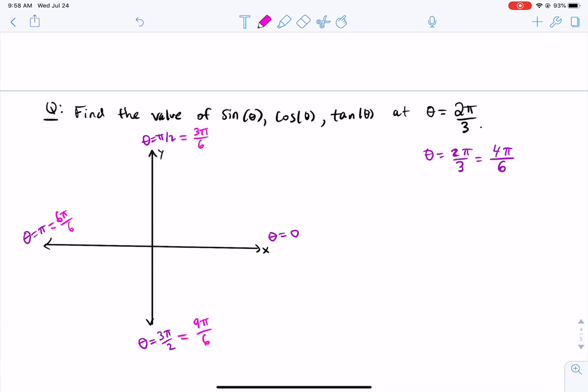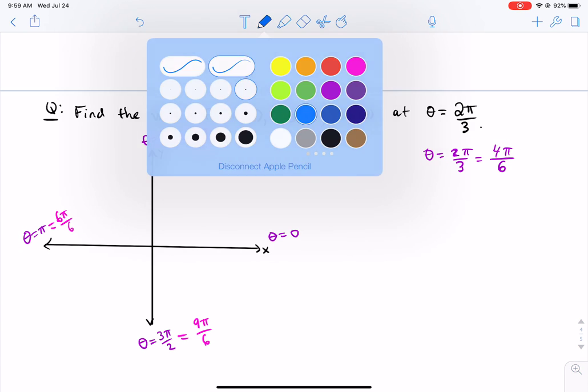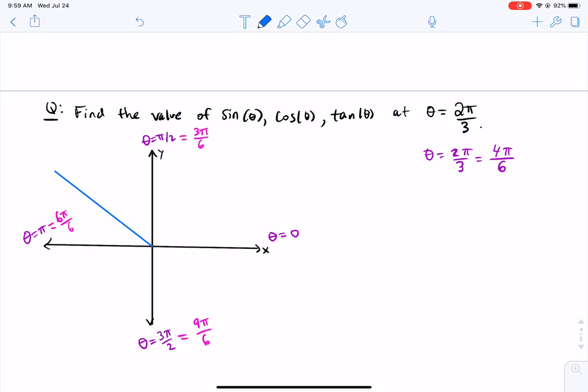Now it is clear to see that 4 pi over 6 will be in the second quadrant. Do you see that if you take a look at these ones and these ones, you will see that 4 pi over 6 is between them? So which quadrant is it going to be on? Yeah, second quadrant. So this is 4 pi over 6. This angle that we found over here is theta equals 4 pi over 6.